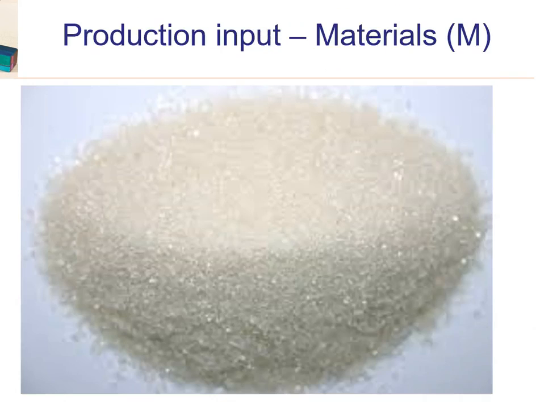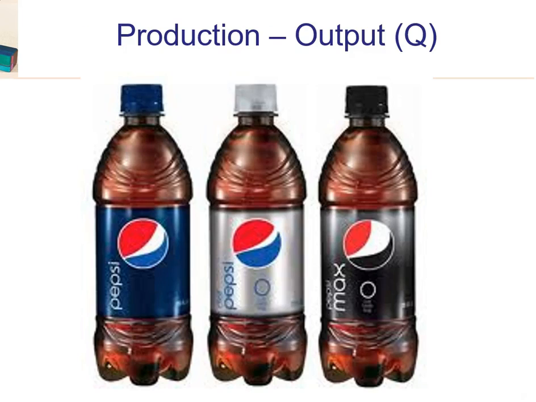Our third input we need is materials. And here we'll abbreviate this with an M. Sugar, for example, is a material that is used, and other materials, of course, are also used in making Pepsi. Typically the economist doesn't worry about access to materials. We focus on the first two inputs listed: capital, your machinery and equipment, and your workers, or your labor. So those are the key inputs to make our output, which we abbreviate with Q for quantity. And so here's the good that we're making with our inputs.